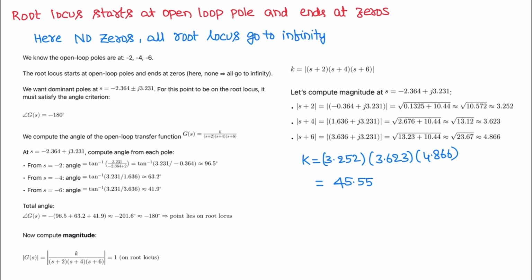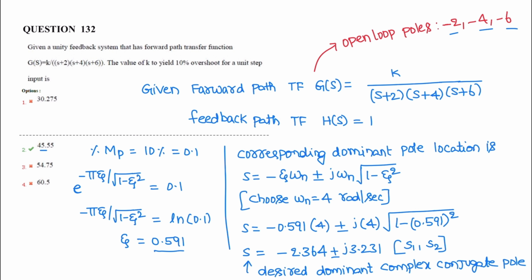Now we need to compute the magnitude of k. Magnitude of k is equal to the magnitude of s plus 2, s plus 4, s plus 6, replacing s is equal to minus 2.364 plus j 3.231. On calculation, the product of these three values will give the value of k, which is 45.55. Therefore the correct answer is 45.55, option 2.